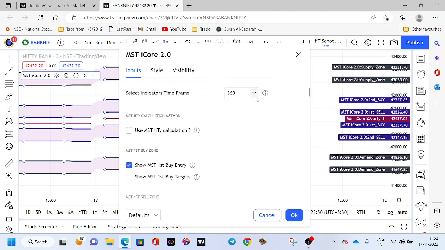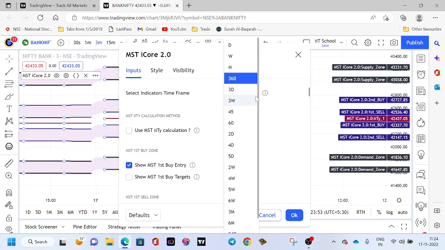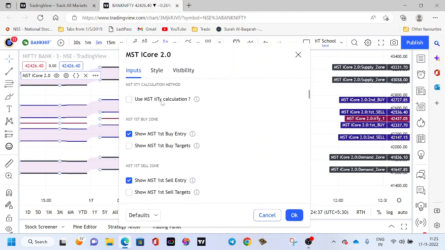Now coming to this part, select indicators time frame. As I told you, for NSE market, especially in the Bank Nifty, if the market has opened flat, no gap up, no gap down, in that case you can use 360 time frame. If the market has opened gap up or gap down, then you can go for D. Suppose you want to keep an eye on both D as well as 360, that is also appreciable. So if you don't understand, for minimum 3 months you follow this technique. If there is no gap up or gap down, use 360. If there is any gap up or gap down, use D. That is default mode.